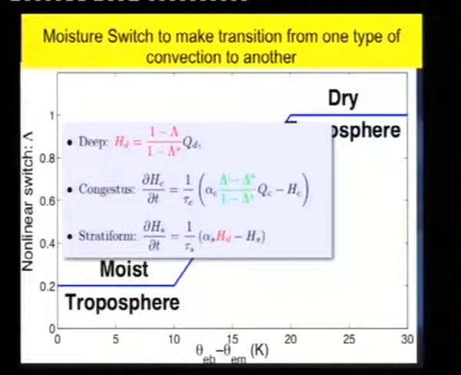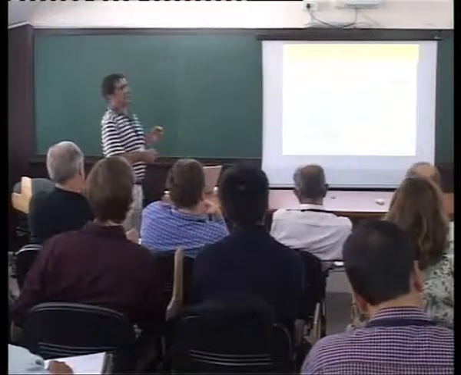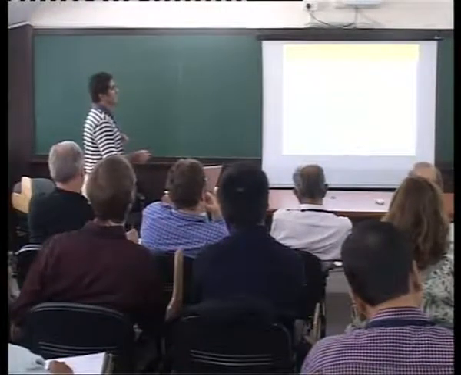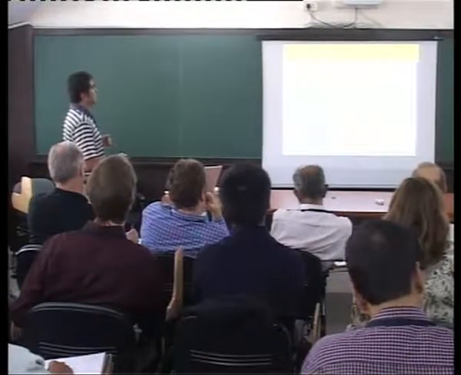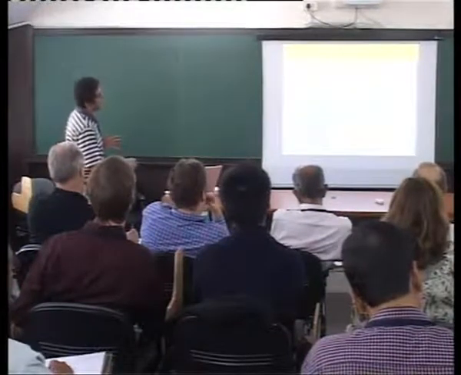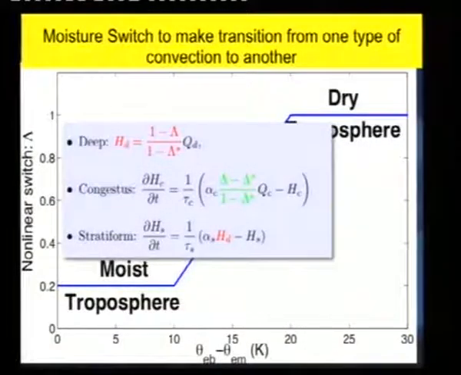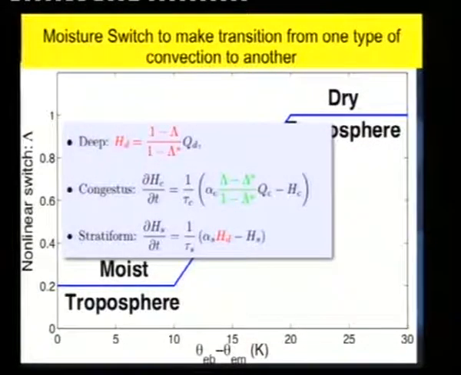Deep convection, you have some potential for convection, and then you have this lambda switch function. You just put 1 minus lambda. If this lambda is 1, you are not making deep convection, even though you have potential for deep convection. Congestus will have an opposite, basically, formula. You have this lambda minus lambda star. Lambda star is this value, then if it's moist, then it's 0, then you are not making congestus, you are making deep. But if it's dry, this is high, then you are making congestus. And then the stratiform is just lagging behind deep convection.